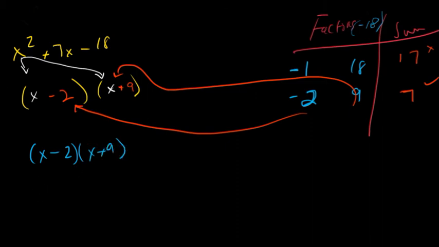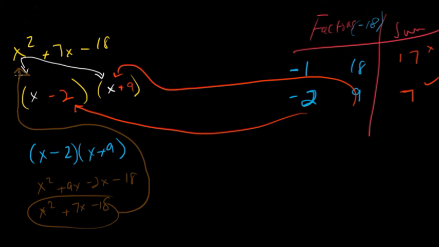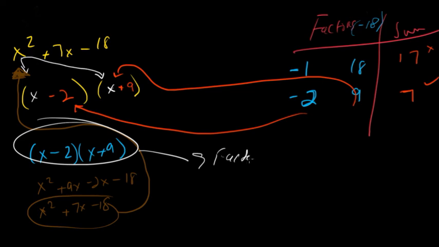Let's FOIL this. If we do this by the FOIL method, we get x squared plus 9x minus 2x minus 18. And when we combine our like terms, we get x squared plus 7x minus 18. And this indeed is the same thing that we have here. So that must mean that this is the factored form, since it checks out by the FOIL method. Okay, so that's the factored form.